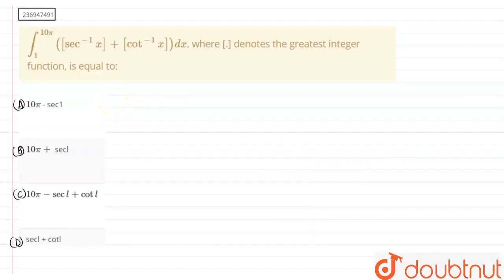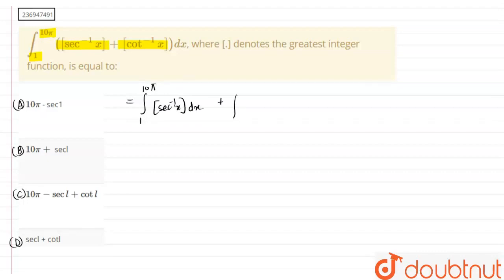So in this question, we have to find the integral of greatest integer of sec inverse x plus greatest integer of cot inverse x from the limit 1 to 10 pi. Right? So we can write this integral as the integral from 1 to 10 pi of greatest integer of sec inverse x dx plus the integral from 1 to 10 pi of greatest integer of cot inverse x dx.